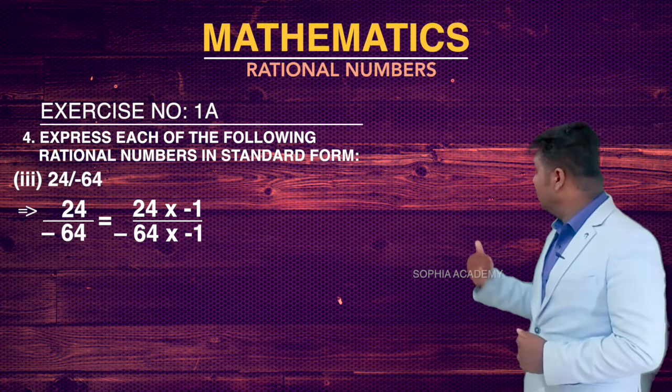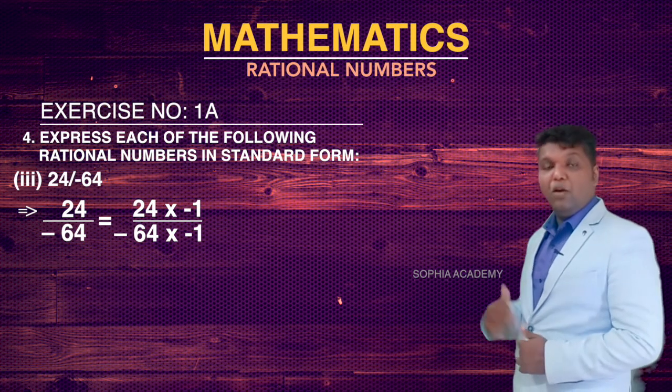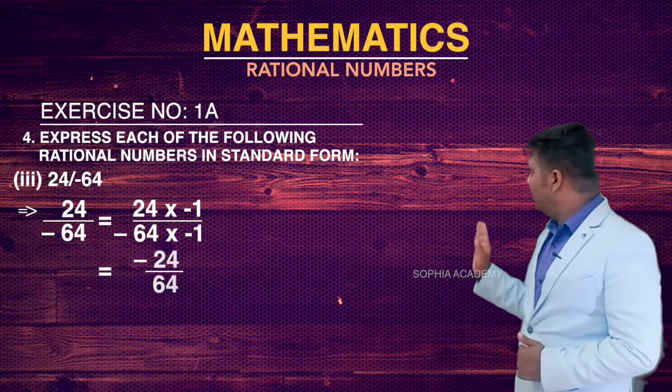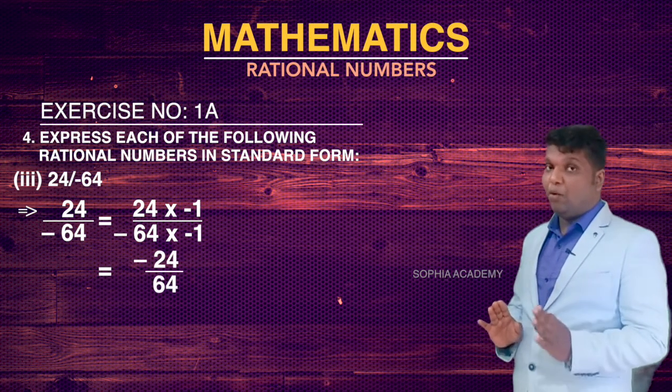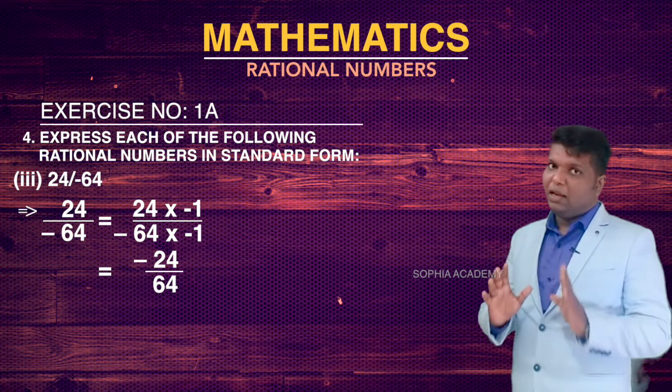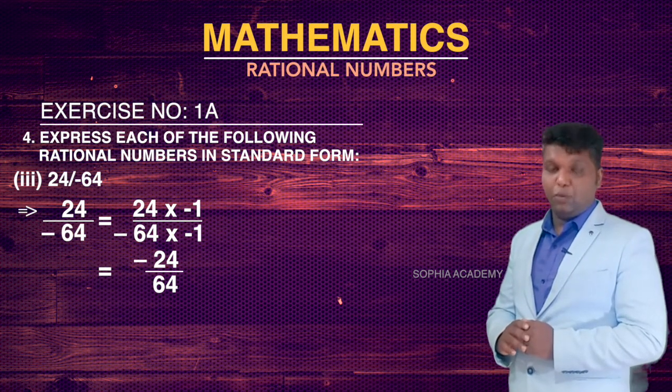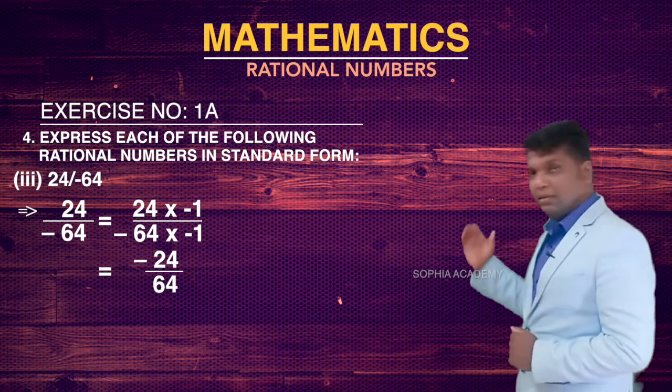So multiplying the numerator and denominator by minus 1, what will this become? It will change into minus 24 divided by 64. That means now the denominator is positive. Now that much part is okay. Now let us check the second condition. What is it? Are they coprimes?